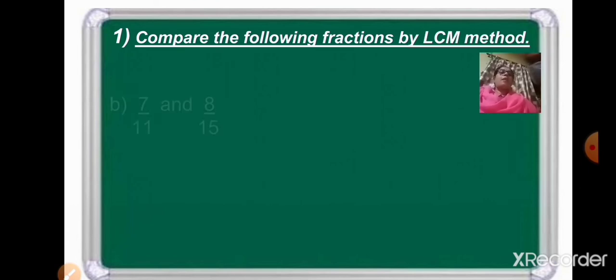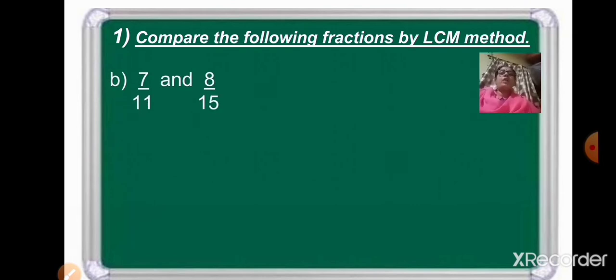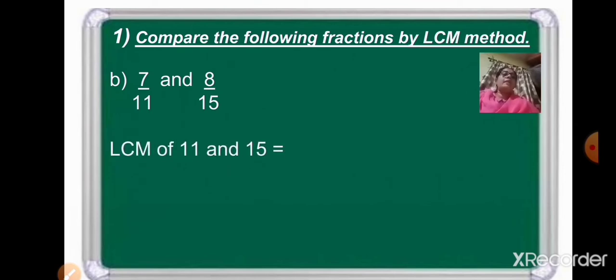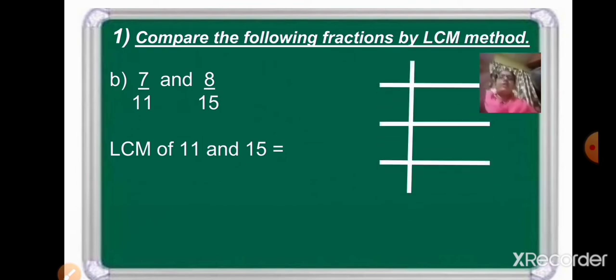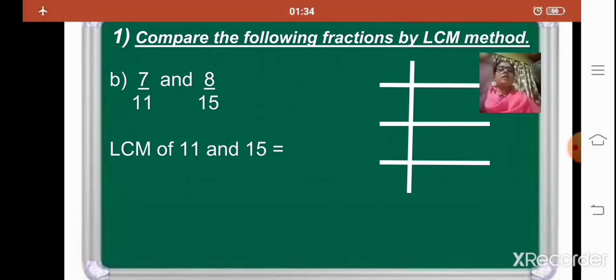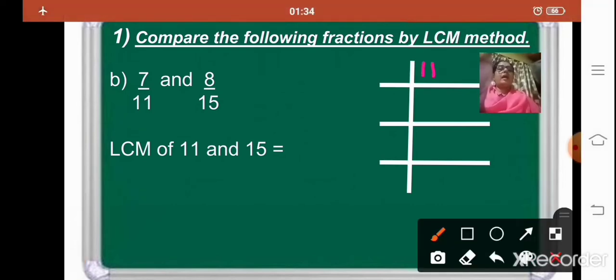The first sum here for you is 7 upon 11 and 8 upon 15. Now students, the example we have already solved. According to that, what is your first step? The first step is you will take the LCM of 11 and 15. So let us find the LCM of 11 and 15 first. You'll write the numbers 11 and 15.